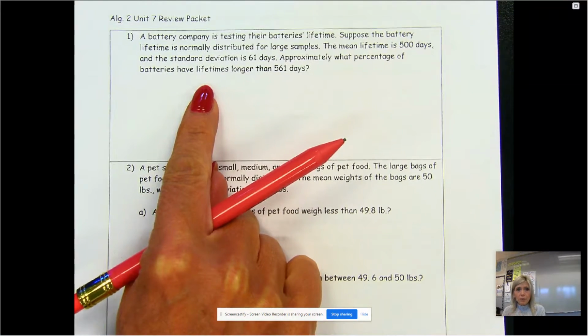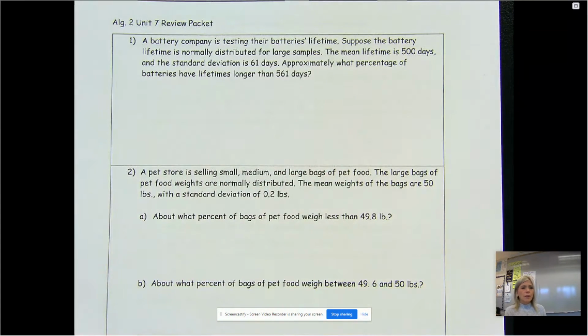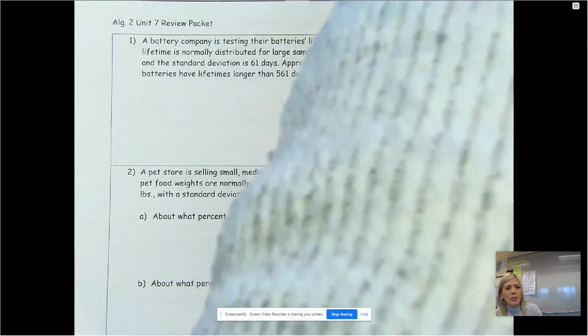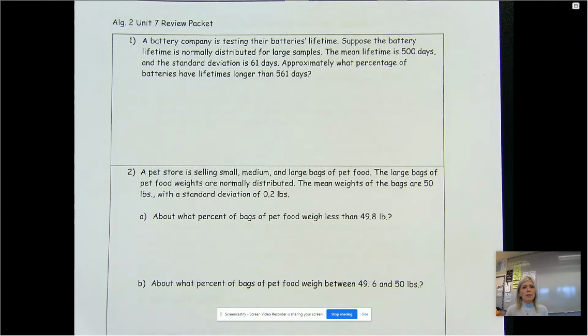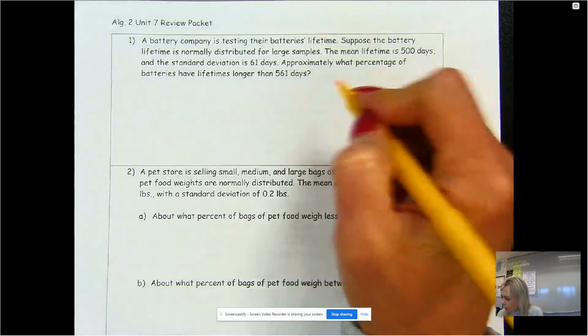All right, so the first thing we learned in figuring out these proportions was the 68, 95, 99.7 rule. And then we learned about z-scores and how to use the table. So there are times where you use one method over the other. For number one, a battery company is testing their battery's lifetime. Suppose the battery lifetime is normally distributed for large samples. The mean lifetime is 500 days, and the standard deviation is 61 days. Approximately what percentage of batteries have a lifetime longer than 561 days?